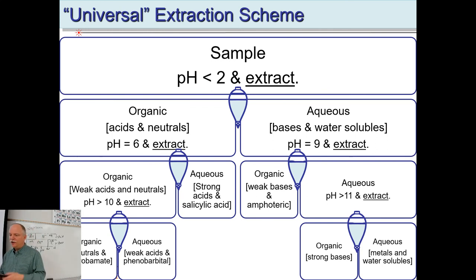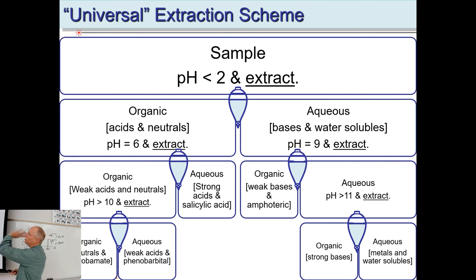And now the neutrals, like in particular this compound meprobamate, a neutral compound that's not going to be pH dependent, has stayed in the organic phase the whole time. And so we've washed out all the water solubles and pH-dependent compounds, and we've left just the organics and neutrals. Going the other side, we take that aqueous layer, put it in contact with an organic, adjust the pH up to a basic level, and drive the bases, because we've deprotonated them, the weak bases, into the organic phase, and the aqueous has the strong bases and metals and things like that.